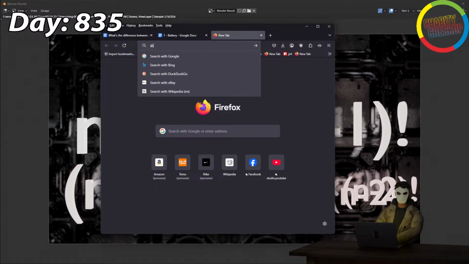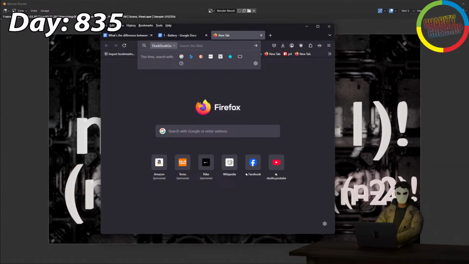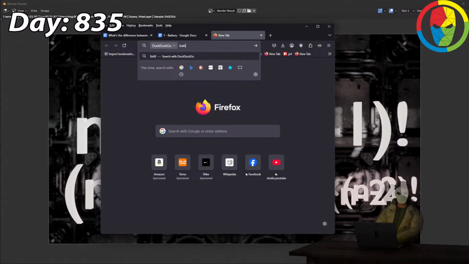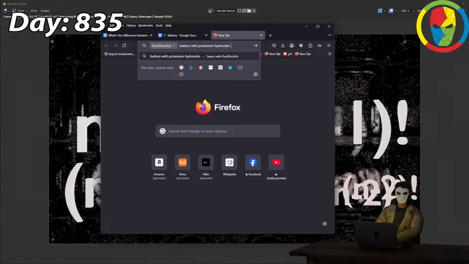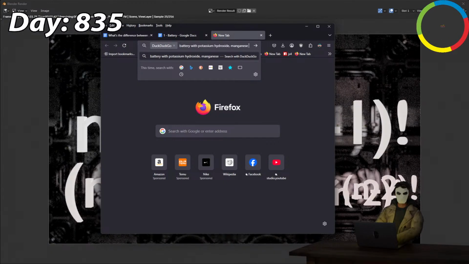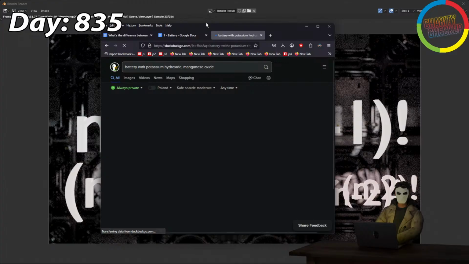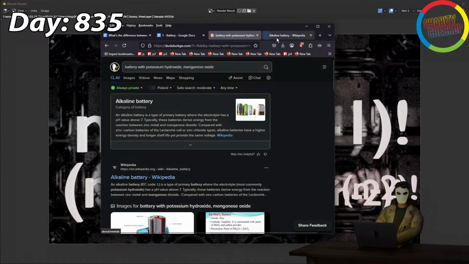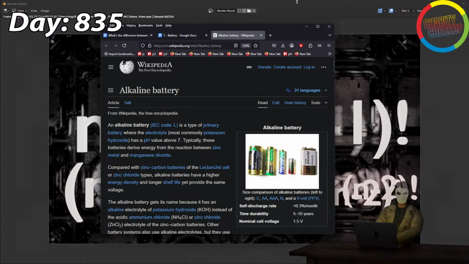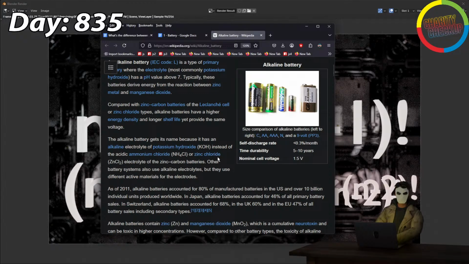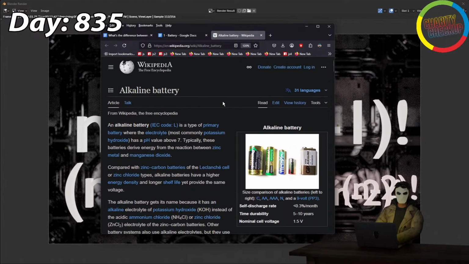And for that, lithium... What's lithium ion? Wait, no. Potassium hydroxide, zinc, and manganese dioxide. What's that kind of battery? Battery with potassium hydroxide, manganese oxide. What's the name of that? Alkaline. There we go. That was the name of the battery. Jeez, I remembered the chemicals. I didn't remember the name alkaline.